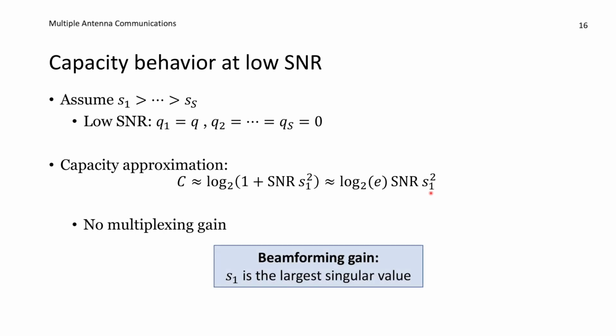We still can say that we have a beamforming gain because log 2 of E times SNR, that is what we would get in a SISO channel. And now we multiply it with S1 square, which is the largest among all the singular values. So we get the benefit from being able to select one particular direction that we are beamforming in and using the largest of the singular values.